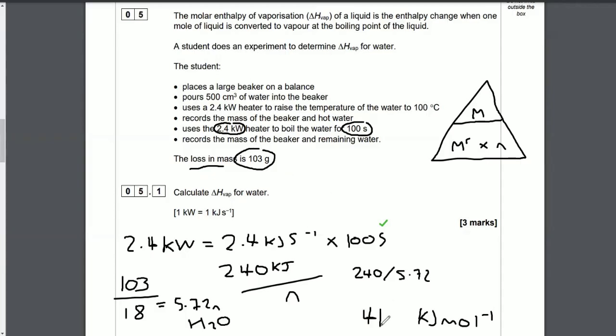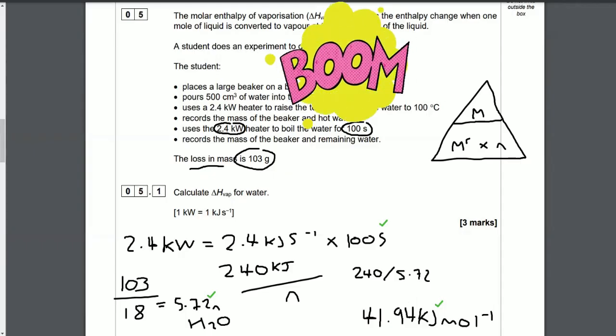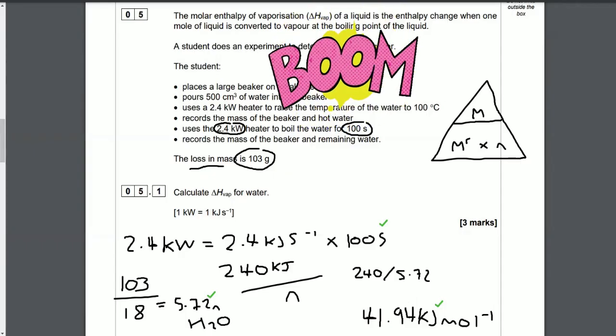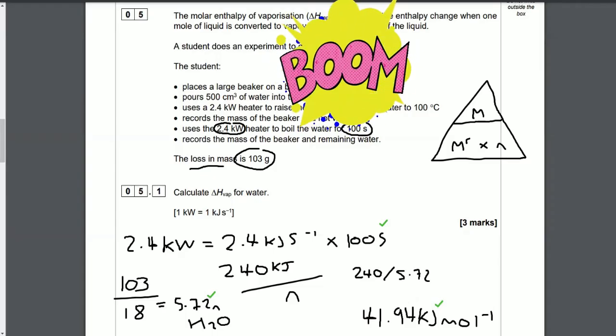So I've got 41.941. I'm just going to leave it as 41.94. And that is my kilojoules per mole. So I'm going to get a mark here for working out the moles of water and then a mark for my final answer. Boom. Right, let's move on to the next part of the question.